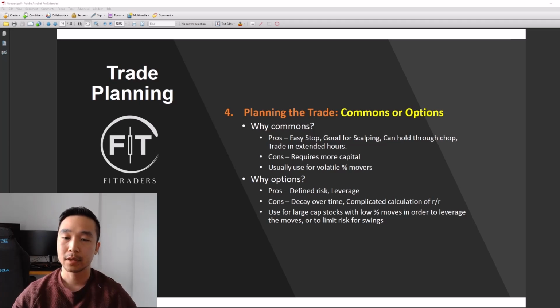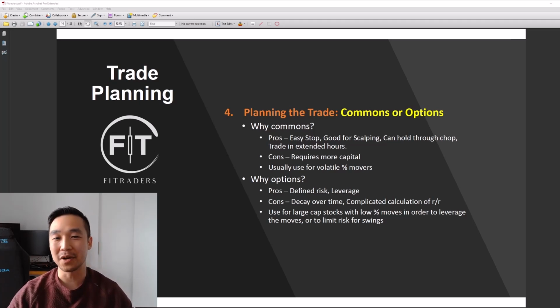With commons, it's easy to set a stop, whereas with options, setting a stop means sometimes that specific pattern hasn't broken out yet, because you could be losing on time decay, right? And when you lose on time decay, what happens when you set a stop? You get hit on your stop even though the pattern hasn't broken out. With commons, you can hold through chop. So exactly what I was explaining is, when everything's moving sideways, you can hold forever, seemingly, and just set a stop and walk away. And so that's the great thing about commons.